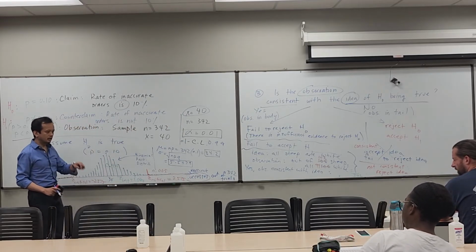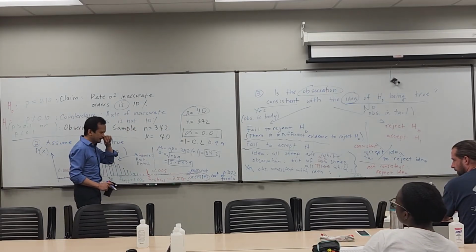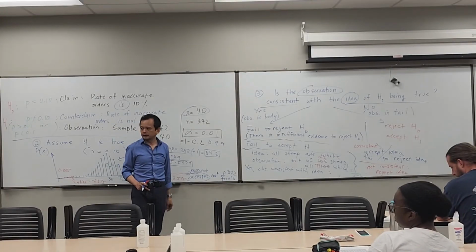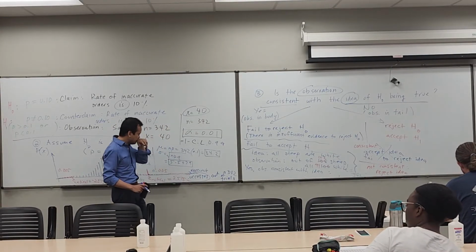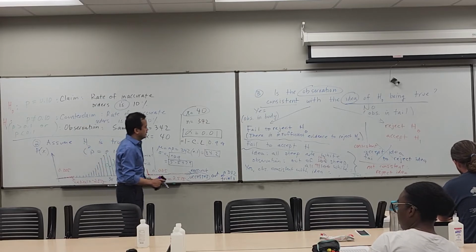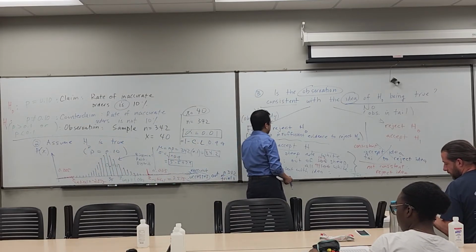Section 8.2 or 8.3? I think it's either 8.1 or 8.2. Yeah, p-value is still in page one. Page 363. Okay, so let's talk about p-value.